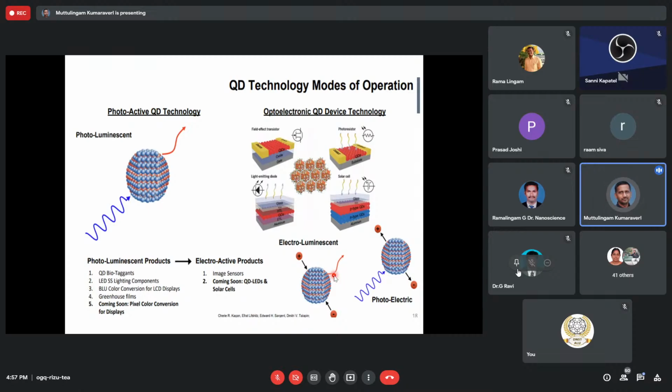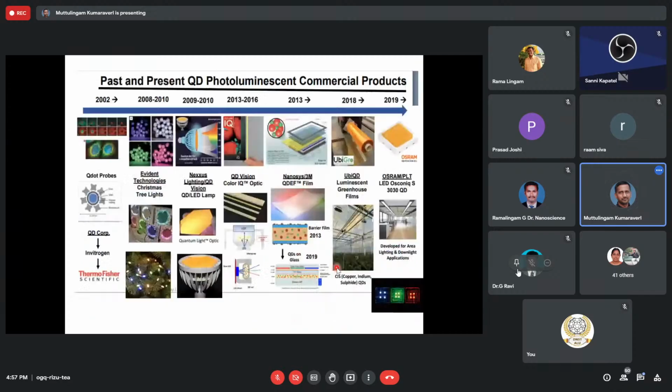At the moment, this is in research and is not commercialized yet. It is just at the initial stage because it has not reached the needed efficiency or lifetime yet. So we are looking first at the photoluminescent commercial products in a time frame.